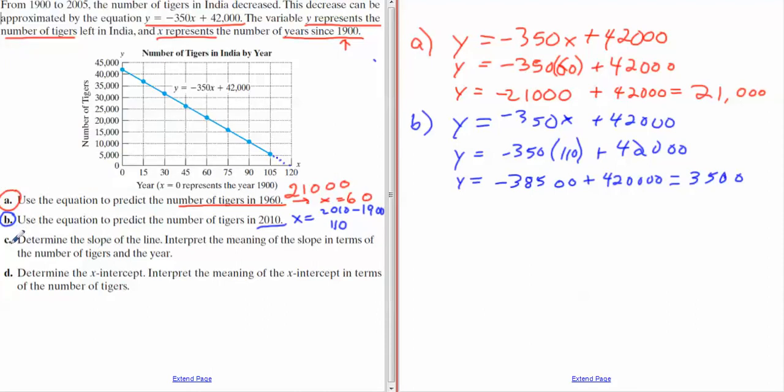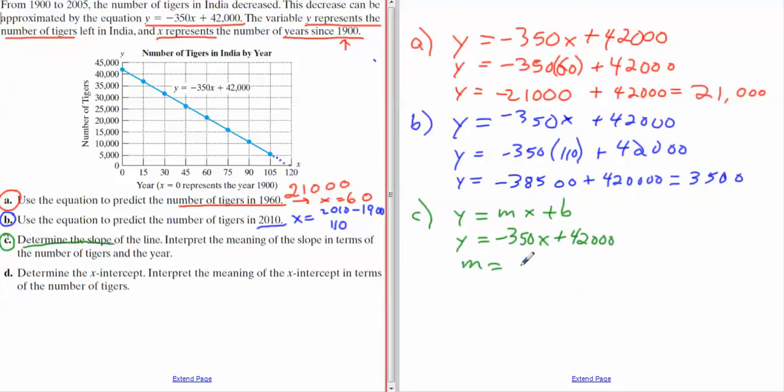Question C says determine the slope of the line. What's the slope of the line? Well, y equals mx plus b equates to y equals, right over here, what's our equation? Negative 350x plus 42,000. That means that slope m equals negative 350, or negative 350 maybe over 1, and that may be helpful to look at. So that's our slope, negative 350.